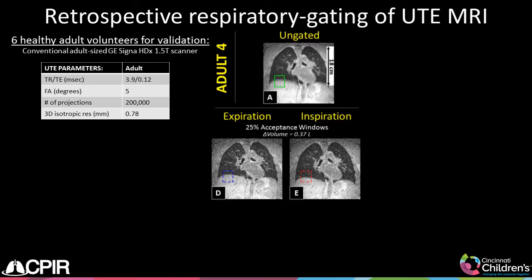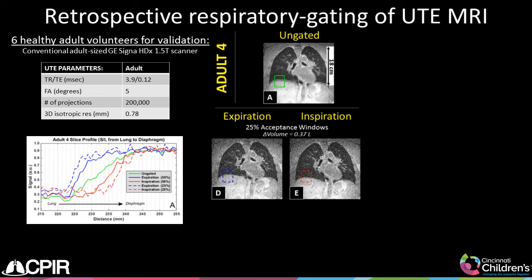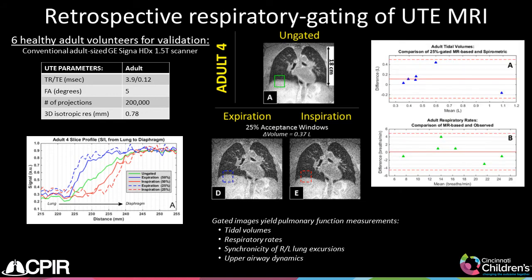Shown here is an ungated reconstruction, along with the gated images binned to 25% acceptance windows. The respiratory excursion of the diaphragm is very apparent, with smaller acceptance windows demonstrating more tightly gated images. From these respiratory gated images, we can get multiple pulmonary functional measurements like tidal volumes, respiratory rates during a scan, synchronicity of right-left lung excursions, and also upper airway dynamics.